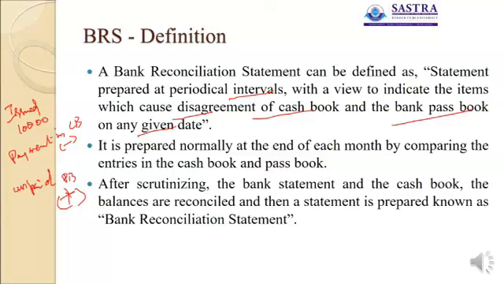This is a simple example for the bank reconciliation. It is prepared normally at the end of each month by comparing the entries in the cash book and the passbook. After scrutinizing the bank statement and the cash book, the balances are reconciled and then a statement is prepared, known as the bank reconciliation statement, at the end.